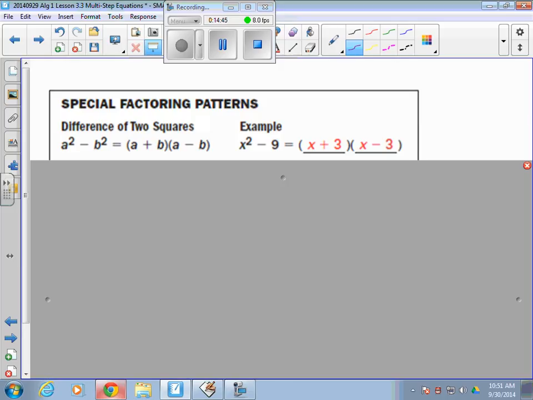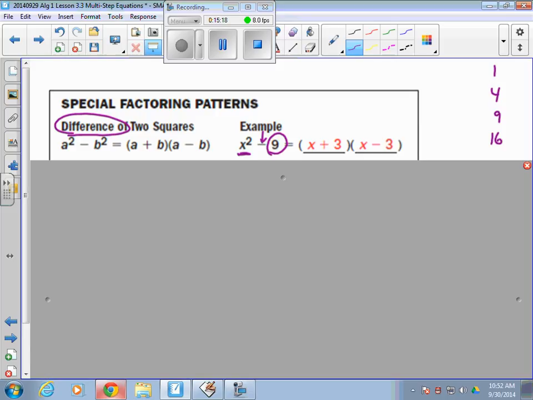Okay, these are two different kinds of special types. The difference of two squares. So here's the example. X squared. X squared means x times x. Difference means it's subtracting. And then 3 is a perfect square as well. Remember, your perfect squares are 1 times 1, 2 times 2, 3 times 3. These are your perfect squares. 4 times 4. Those are the numbers you have to be familiar with. You can keep going and going. 9 is a perfect square.